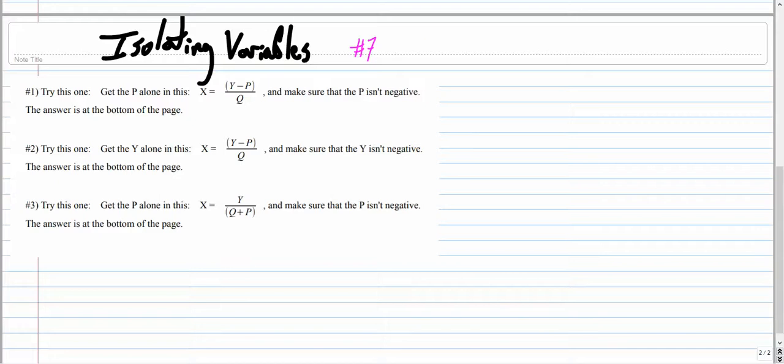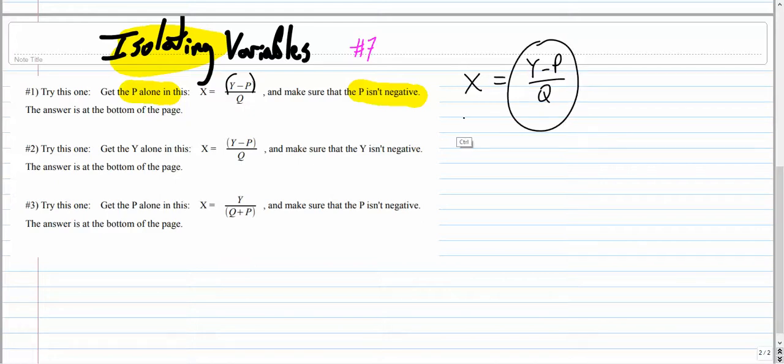So here we go. This first problem says, get the p alone, so we're isolating the p, and make sure that it isn't negative. So to start off with, I'm going to write this over here in this space. It says x equals y minus p over q. I've got parentheses around it here, although since this is the only thing on the top of the fraction, I didn't really need these parentheses anyway, so I'm going to get rid of them. With all 3 of these, numbers 1, 2, and 3, I'm going to probably use this same trick. I see that this right side is a fraction, so I'm going to turn the left side into a fraction, and I'm going to cross multiply. Hopefully you'll see why in a minute.